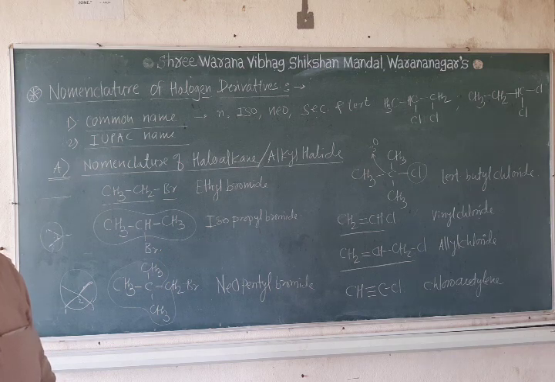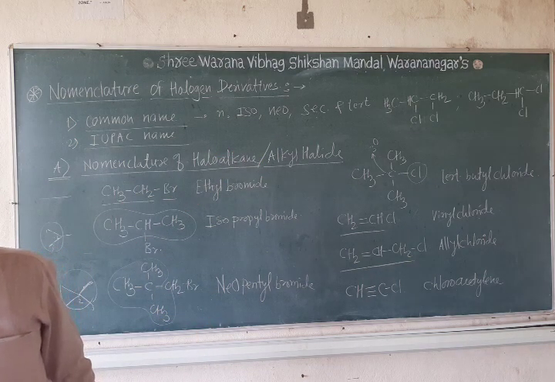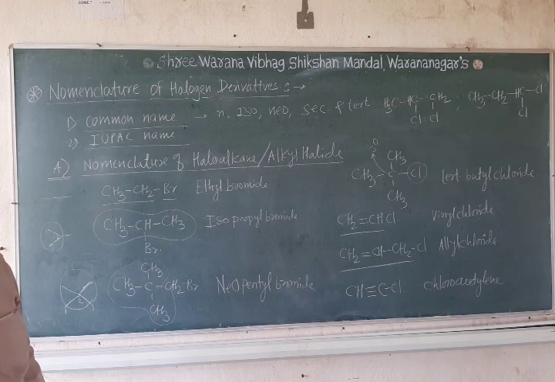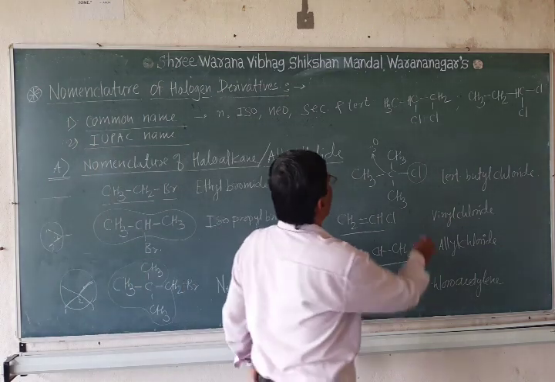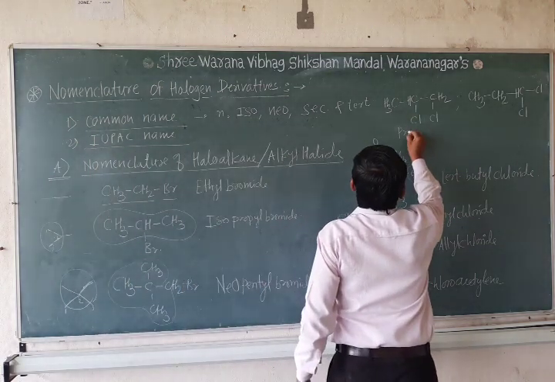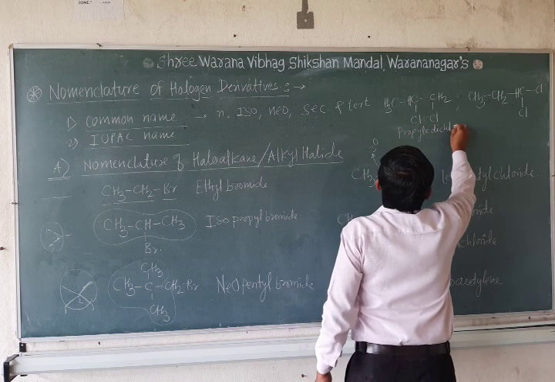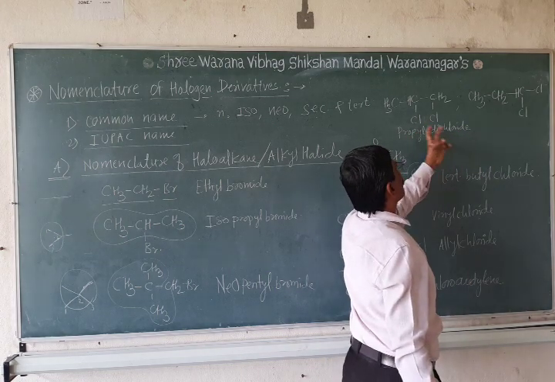If you take under consideration CH3, CH2Cl, the name of that particular compound is propylene dichloride. First, that is propylene, because the parent alkane is propane. Two chlorine atoms: dichloride. Propylene dichloride.